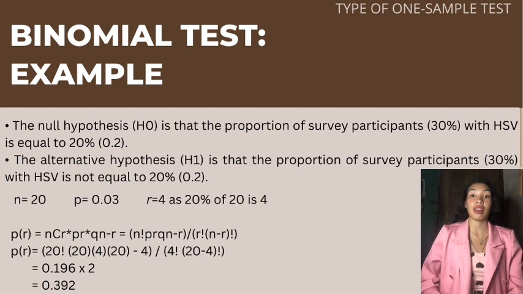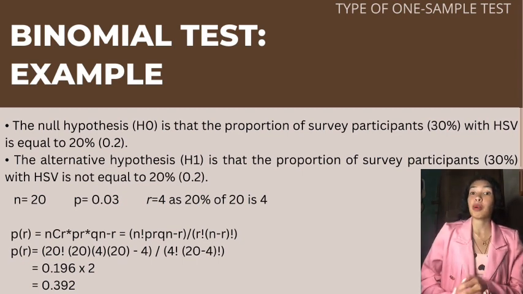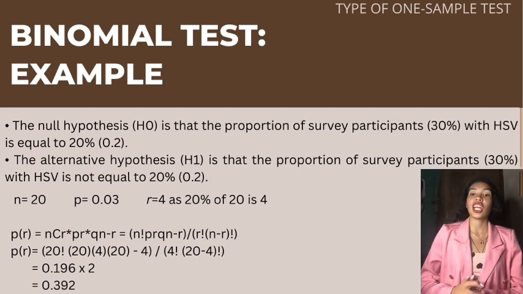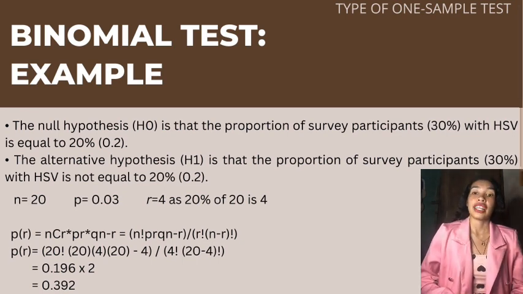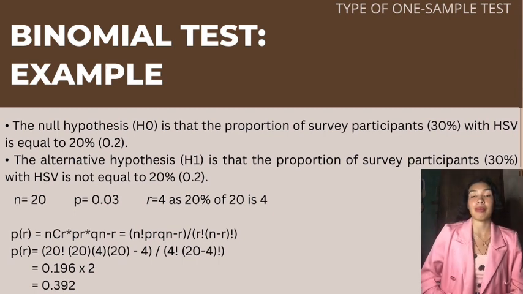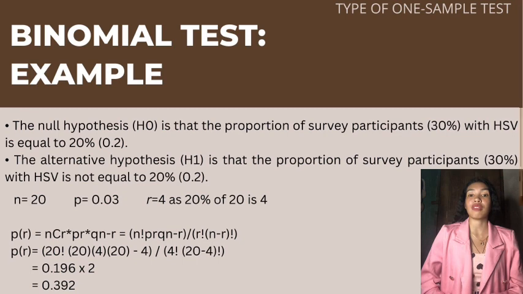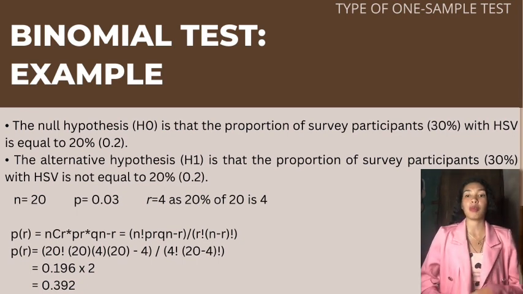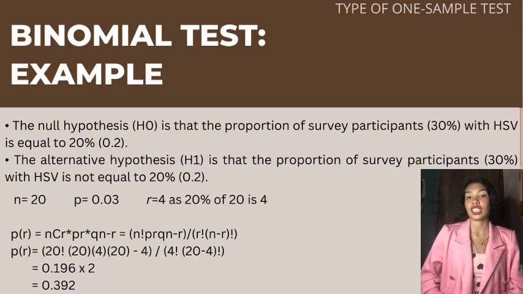So our null hypothesis is that the proportion of the survey participants with HSV is equal to 20%, or 0.2. And our alternative hypothesis is that the proportion of survey participants with HSV is not equal to 20%, or 0.2. So we can thus conceptualize this as a series of 20 independent trials with the proportion of people with the infection P, following the binomial distribution.